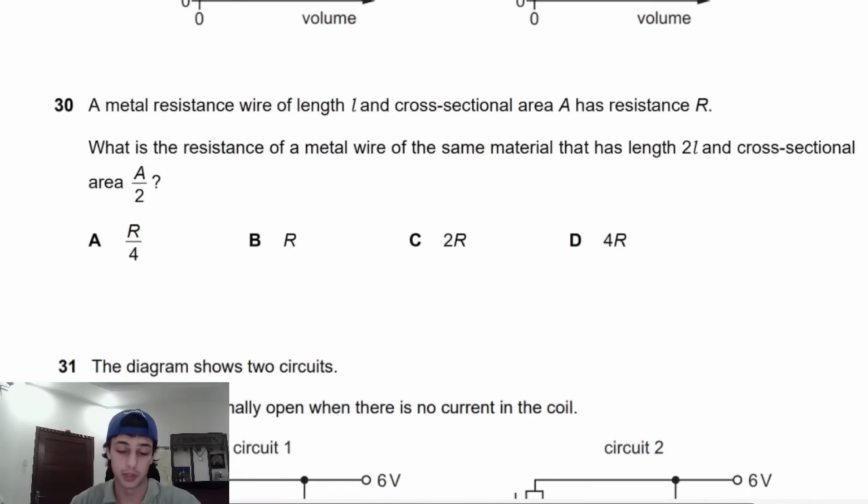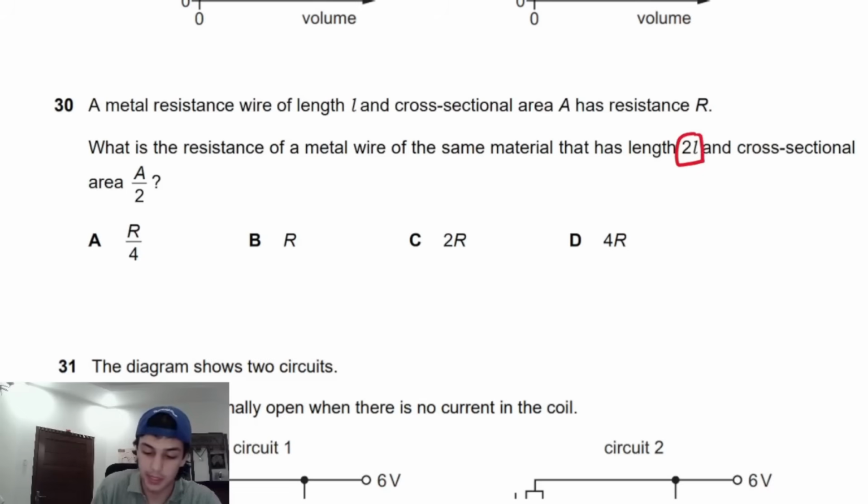Now, this is a very common question. It's important that you guys pay attention. A metal wire of length L and cross-sectional area A has a resistance R. What is the resistance of a metal wire? Okay, we know that the length is 2 times the original length. So let's just say we have a wire over here. It looks something like this. Now, this new wire is going to have 2L and half the area. So it might look something like this. The cross-section area is smaller, but it's 2 times as long.